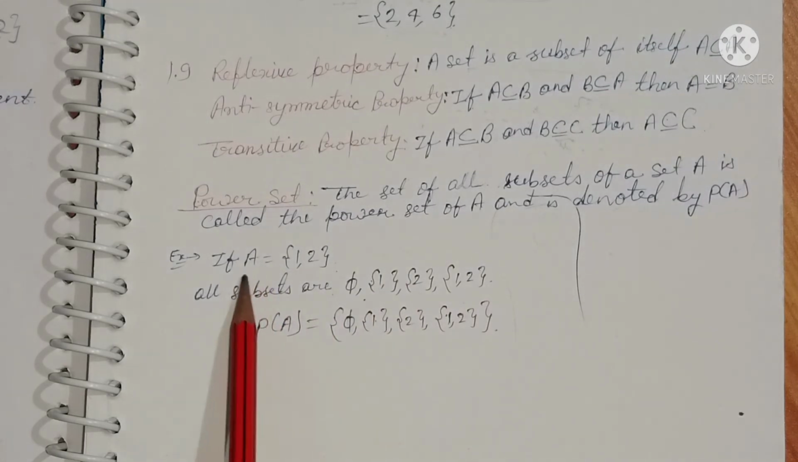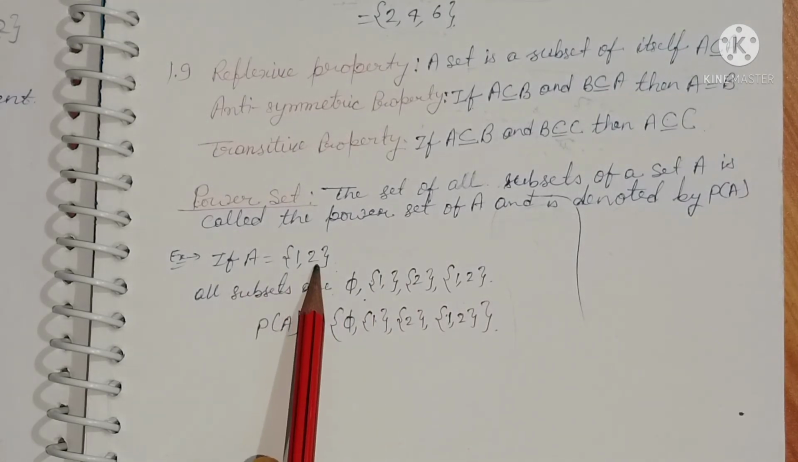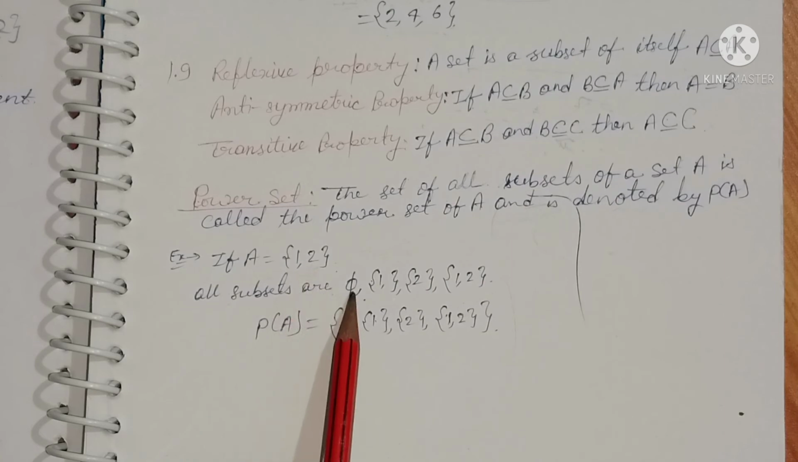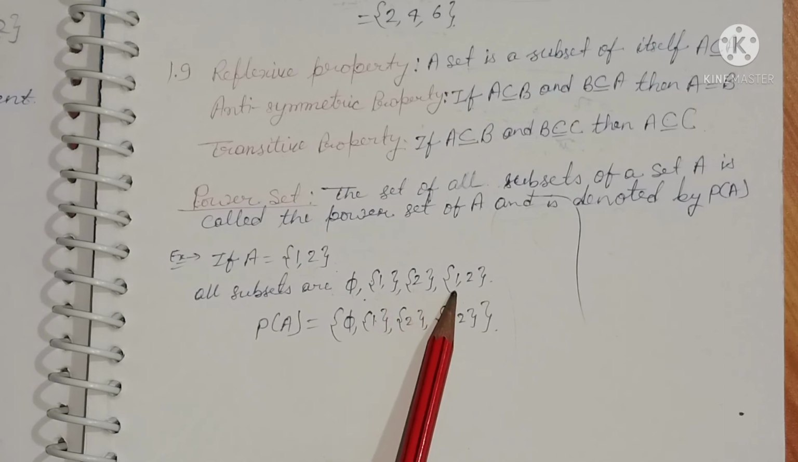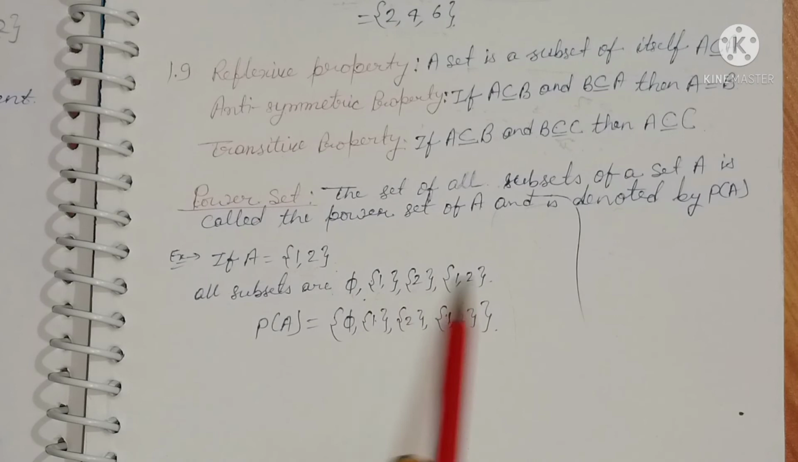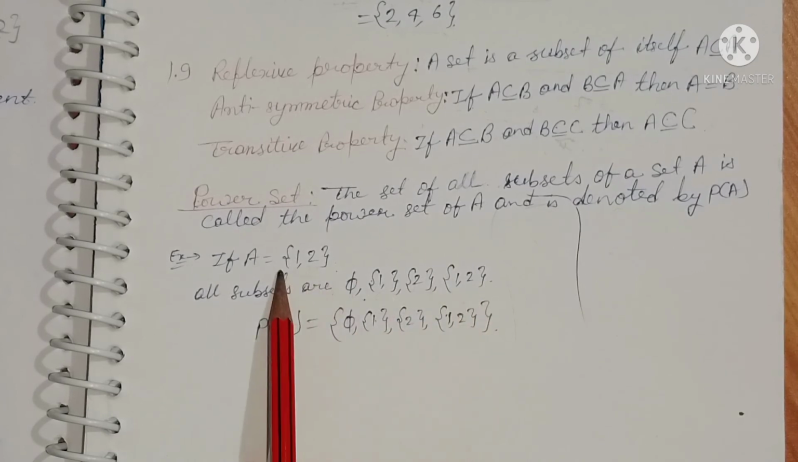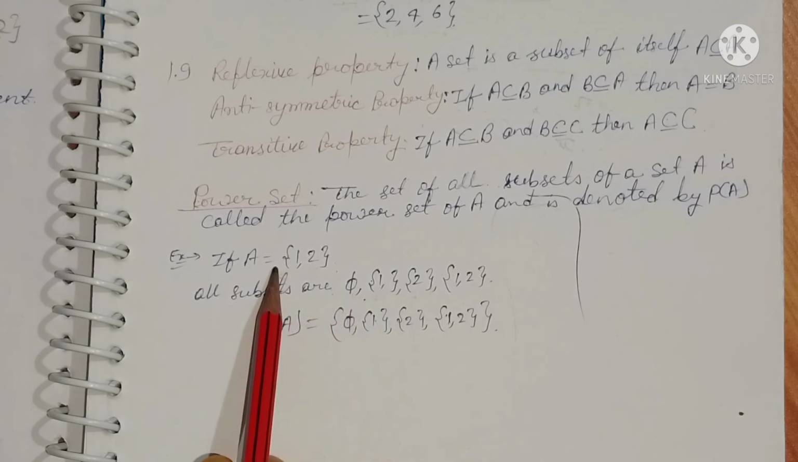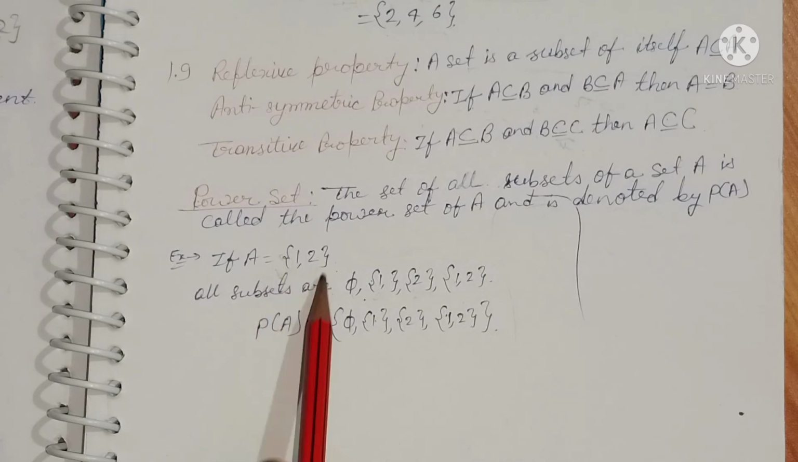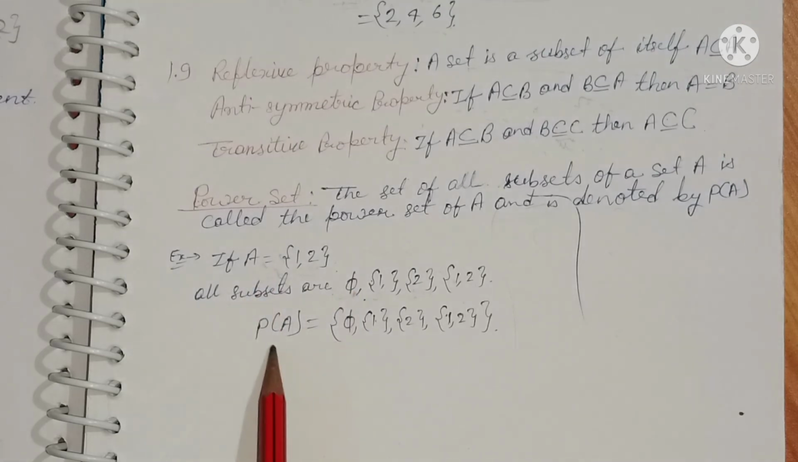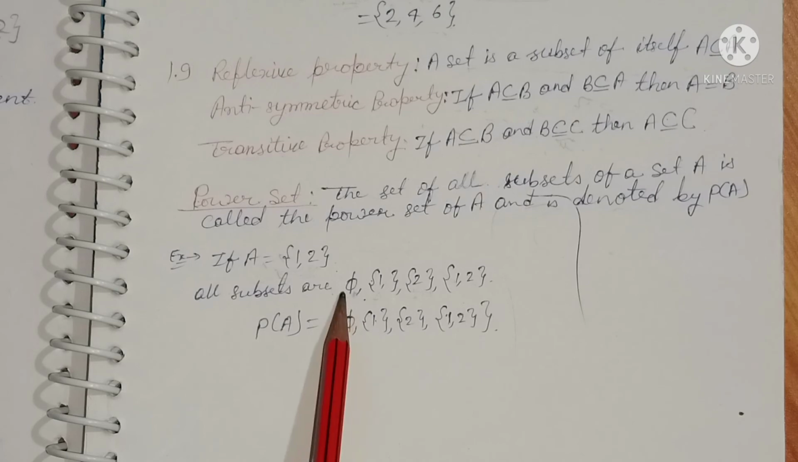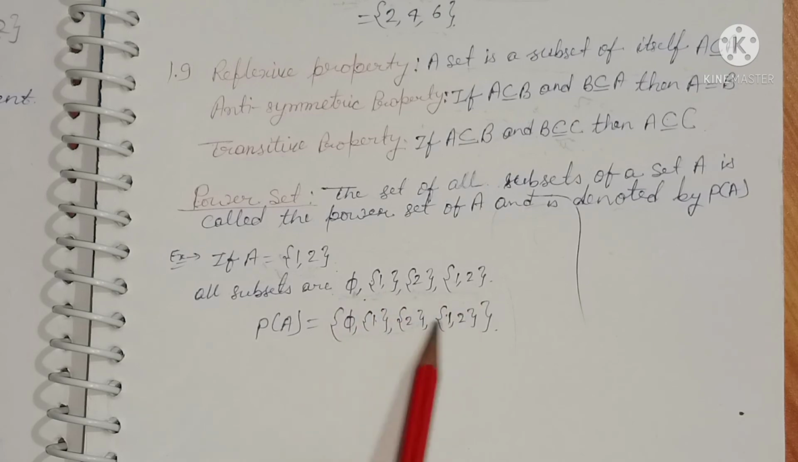For example, if A equals {1, 2}, then all the subsets of A will be the null set, {1}, {2}, and {1, 2}. Because subsets, as you already know, must have elements present in A. 1 is present in A, 2 is also present in A, {1, 2} is also present in A, and the null set is always present in every set, so it is also present in A. So for the power set we write all of these down as elements.